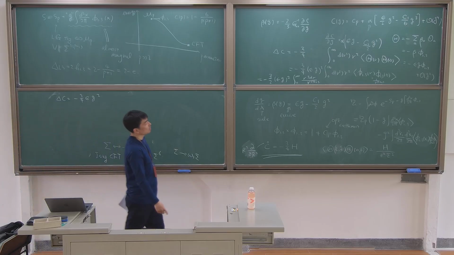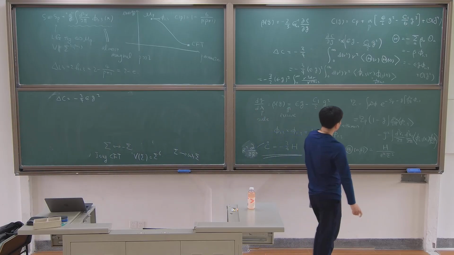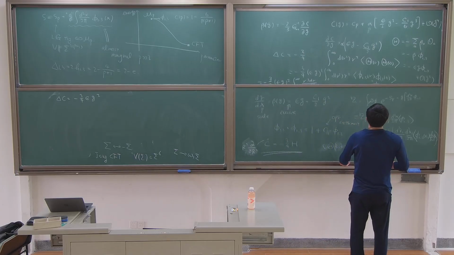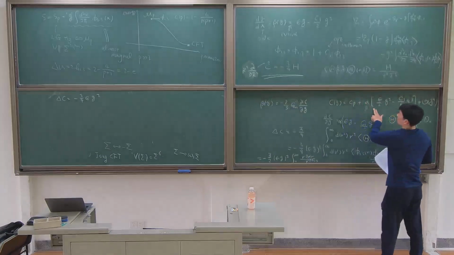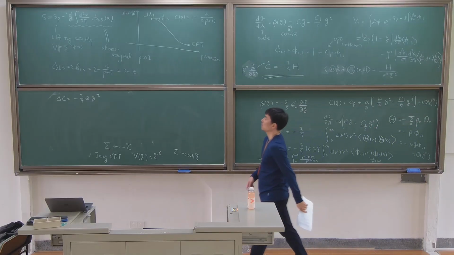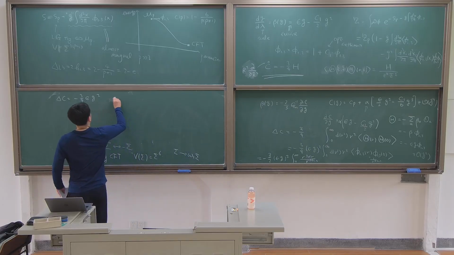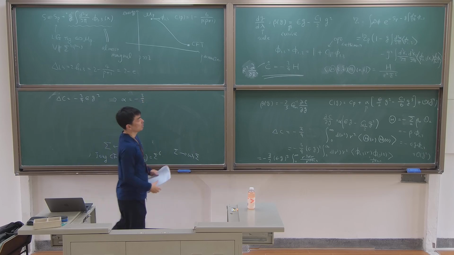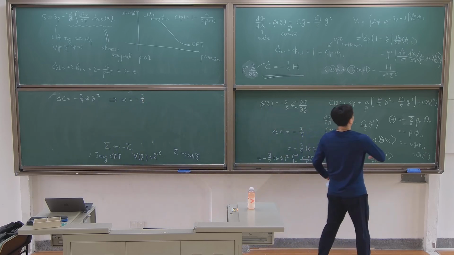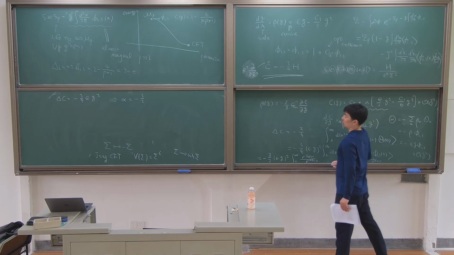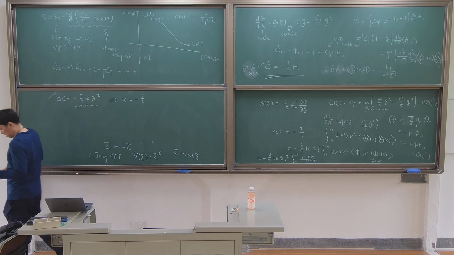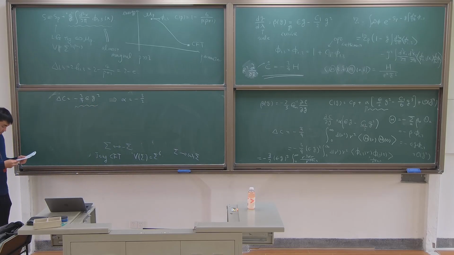And if you compare with the previous one, what was it? Oh, did I erase? No. If you compare with this one, the leading order, this means that alpha is equal to minus 3 over 2. If you plug into here, the leading order of this one corresponds to this one. That's how you fix alpha equal to minus 3 over 2.